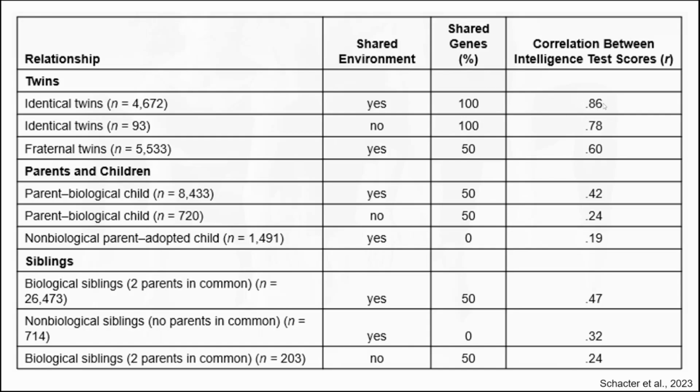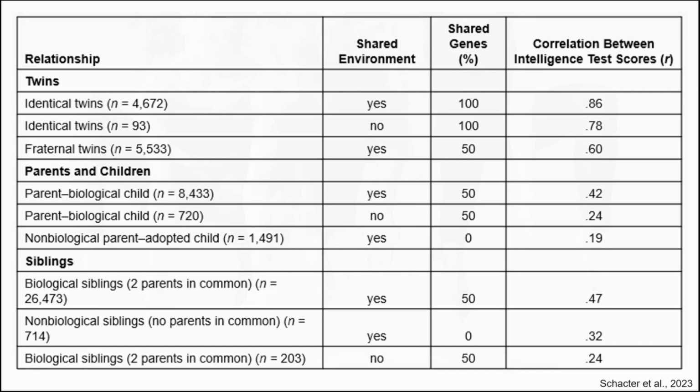0.6 or 0.86 is very high. This means that if twin A scores high, twin B is very likely to also score high. And even when we see that they're raised apart, so identical twins without a shared environment, still almost 0.8. So twin A scoring high means that twin B likely scores high too, even if they didn't share an environment. So that tells us there's definitely a shared genetic component here.